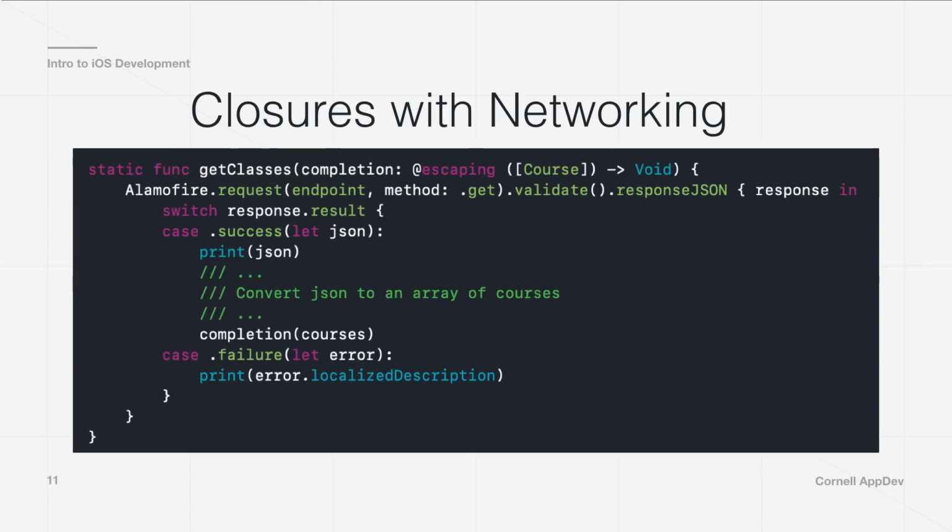What does that have to do with networking? Well, if you remember from last lecture, we had this function called getClasses, and essentially all we did in here was we made a request to some endpoint using the get HTTP method, and then we had this block called response in, and then some code in between, and this is a closure, right? So response is your argument, and then you have your closure function body, right there. It's like the switch and then the case.